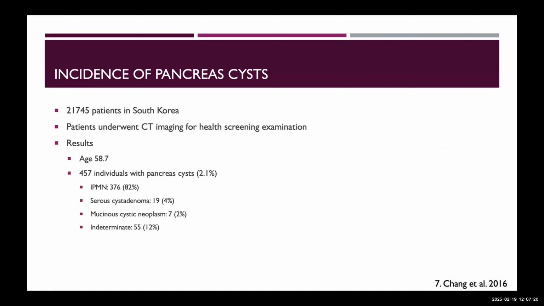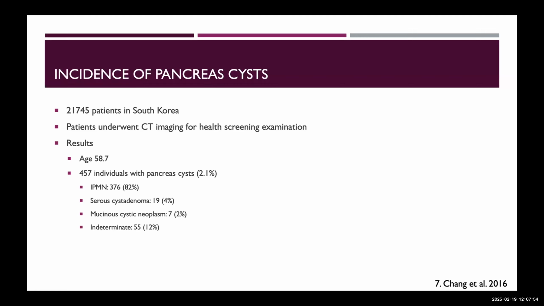To contrast that, this study was done in South Korea, around 22,000 individuals, and these individuals just received CT imaging for health screening examination and for no other particular purpose. So patients were asymptomatic once again. Average age of the participants in this study was 58.7 years old, and among them, 457 individuals were found to have a pancreas cyst. So that lands things at around 2.1%, so much lower than the 49.1.